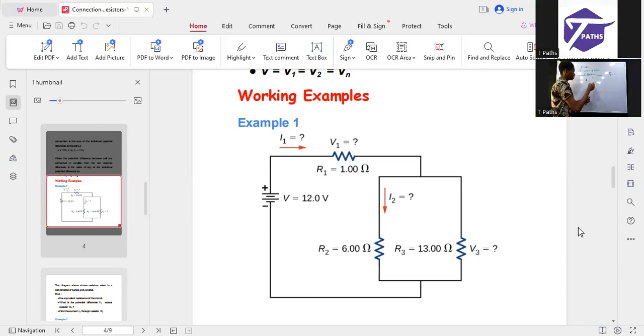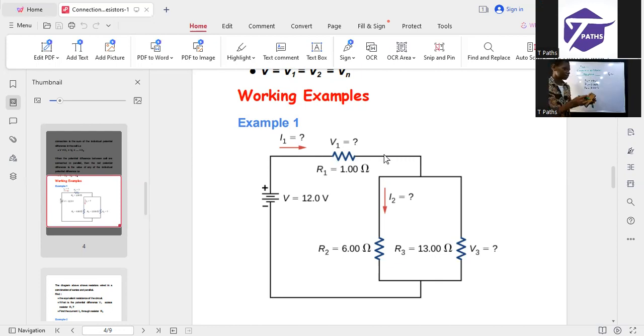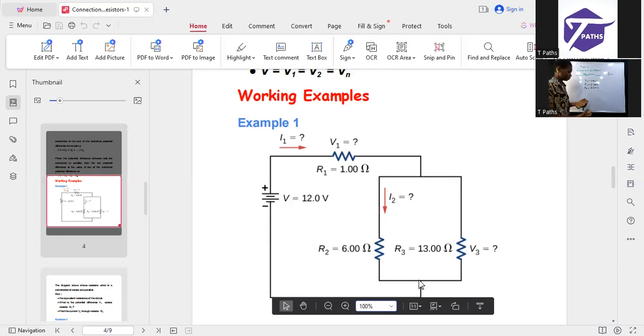Now, if you look at the diagram very well, you'll see that my R2 and R3, resistor 2 and resistor 3, are connected in parallel to each other. How do I know? Because both of their ends are meeting at one point. So R2 and R3 are connected in parallel, and then R1 is connected in series to both R2 and R3.